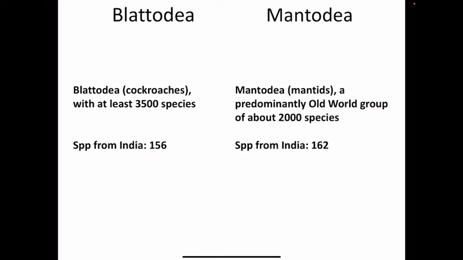So far, 3,500 species have been described from the world in cockroaches, of which 156 species have been described or reported from India. While in mantids, about 2,000 species have been described so far from the world, of which 162 species have been described or reported from India.